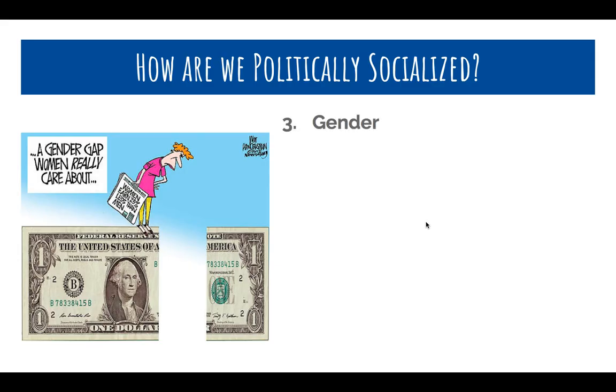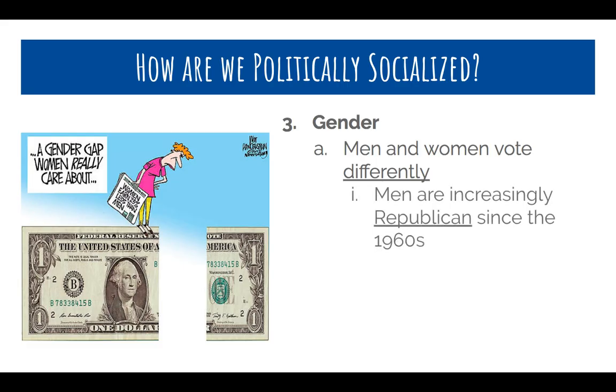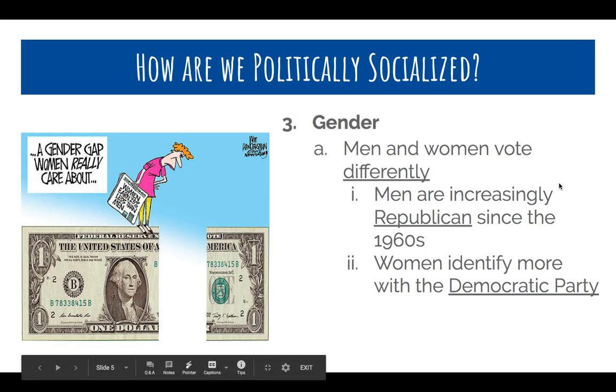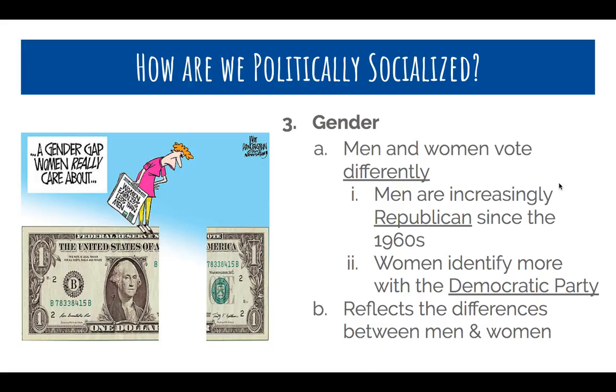Another way we are socialized politically is by our gender. Men and women vote differently on average. It's not a huge gap, but there is a gap in terms of how they vote. Men are increasingly Republican since the 1960s, leaning toward that conservative side of the spectrum. And women identify more with the Democratic Party, which, as you can see, these are opposing political parties that we have in our country. And this reflects the differences between men and women.